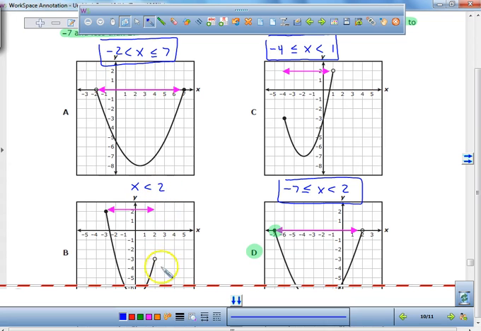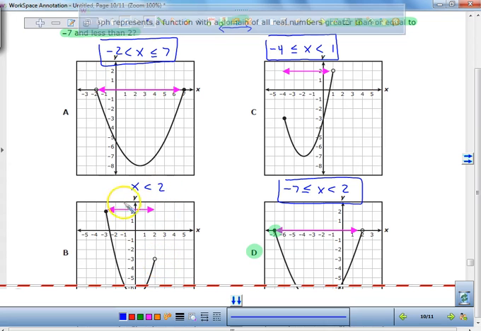Notice I didn't put an equal sign because that's an open circle. And greater than or equal to -3. Why did I put the equal sign? Because that's a closed-in circle. Now every single one of these answers represented the domain.